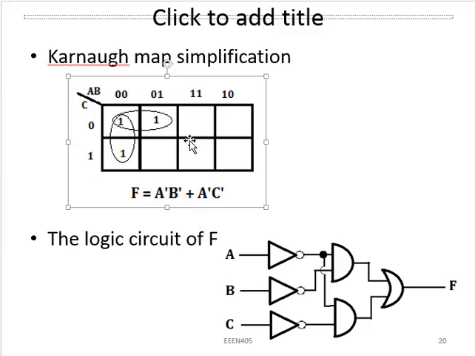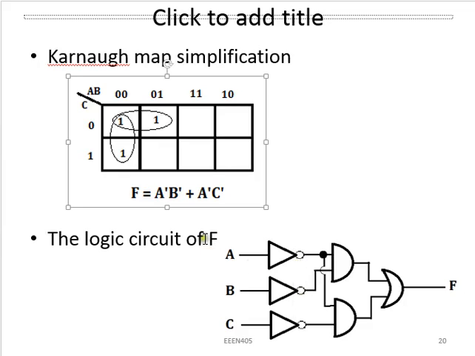The last thing is to use this Boolean function to draw my logic diagram. And as you can see, I have A, B, and C, but all of them are prime. So this is my A, this is my B, this is my C. I pass all of them through an inverter so that I can have A prime, B prime, C prime.